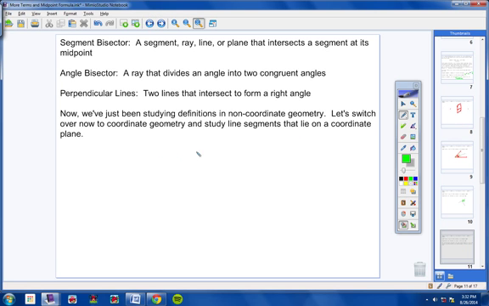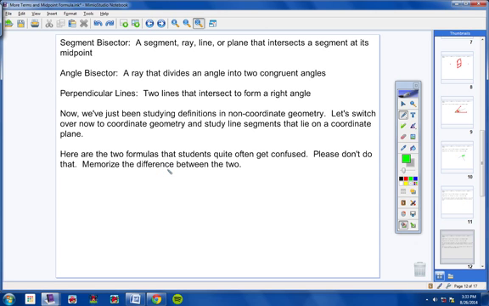We've just been studying definitions in non-coordinate geometry. Remember, what that means is all of the lines that we've looked at have not been on the coordinate plane, the x, y coordinate system. Okay, so let's switch over now to coordinate geometry, and let's study some line segments that lie on a coordinate plane. So here we go. Here are the two formulas that students quite often get confused. Please don't do that. Memorize the difference between these two.